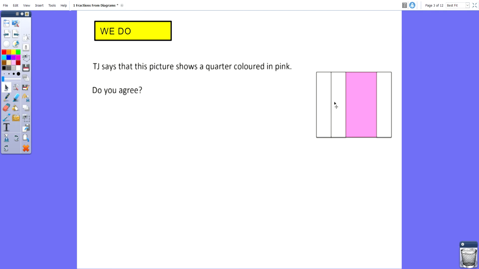Okay, so for this statement here, TJ is not correct. A quarter isn't coloured in pink. And we're going to talk about why exactly that is in a second.